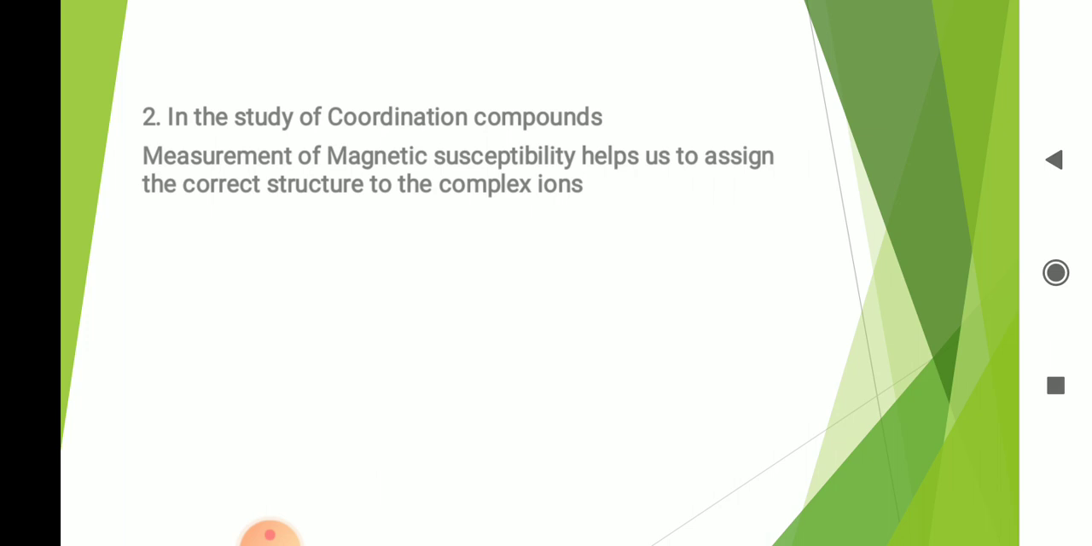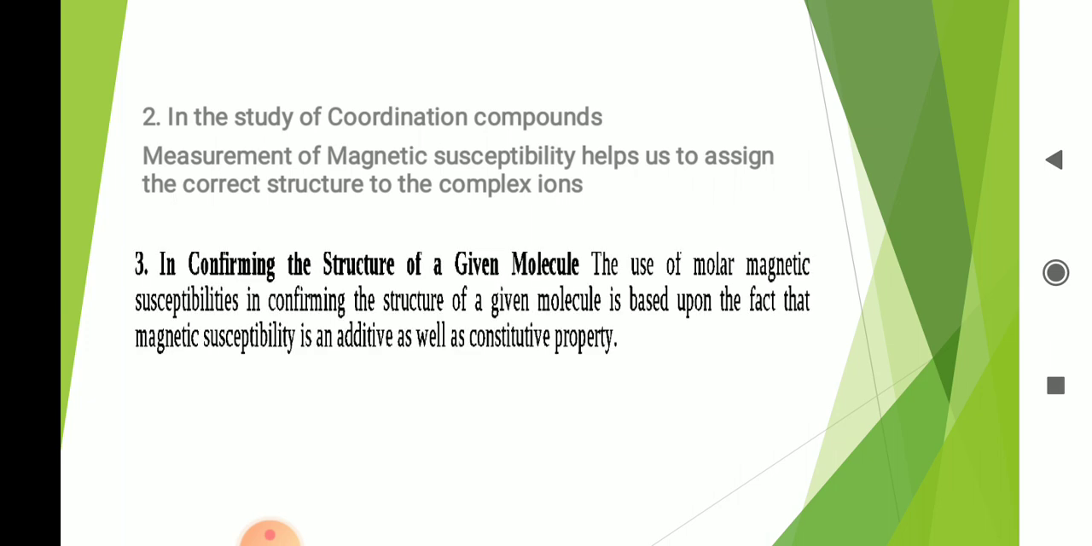The use of molar magnetic susceptibilities in confirming the structure of a given molecule is based upon the fact that magnetic susceptibility is an additive as well as constitutive property. Then another application of magnetic susceptibility is in explaining the existence of odd electron molecules.